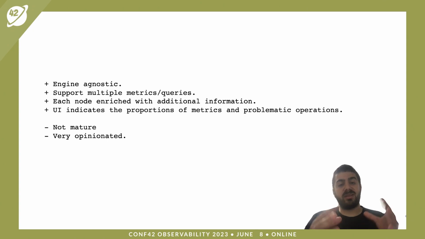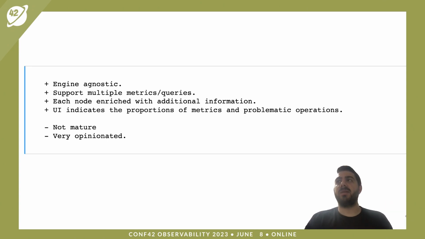Each node is enriched with additional information, and you can use the UI that indicates the proportions of the metrics and find issues. But obviously, it's not mature, it's extremely opinionated. But I think we should expect opinionated things that will help us make queries correct. SQL is awesome to use because it's easy, but we don't test it in most cases, even with things like DBT, which is great.